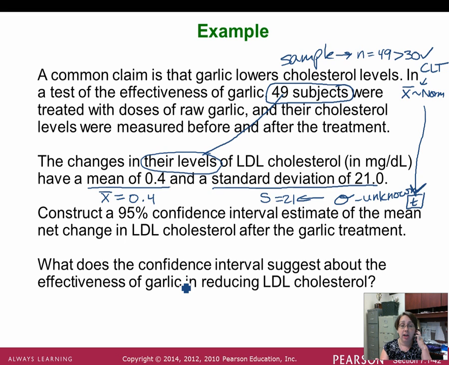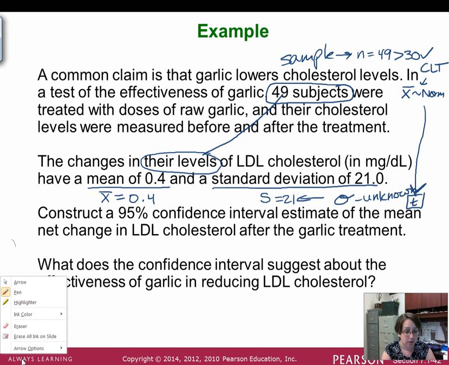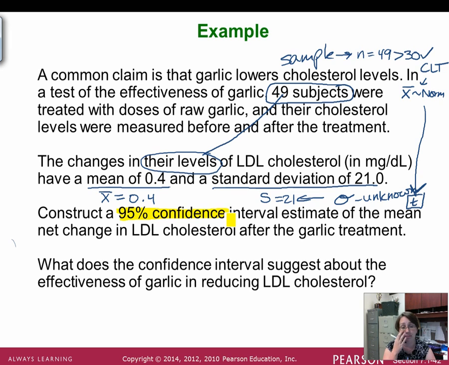Now, how much error depends on how confident you want to be. We want to be 95% confident in our interval. So we want 95% confidence. This is what is going to determine how big an interval we have. Everything else is fixed. So 95% confidence. We're going to use that. And then at the end, we're going to come back and answer this question. What does the confidence interval suggest about the effectiveness of garlic in reducing LDL cholesterol?